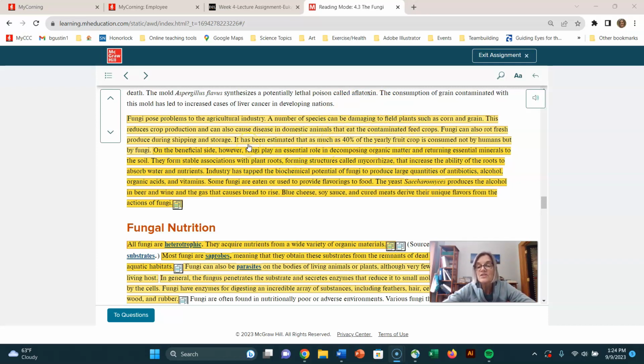We also have fungi that are really important in decomposition, we said, in nature, but they decompose a lot of the food that we eat. It's estimated that 40% of the yearly fruit crop is damaged by fungi. But there's lots of benefits to fungi, and some of that decomposition is absolutely essential.